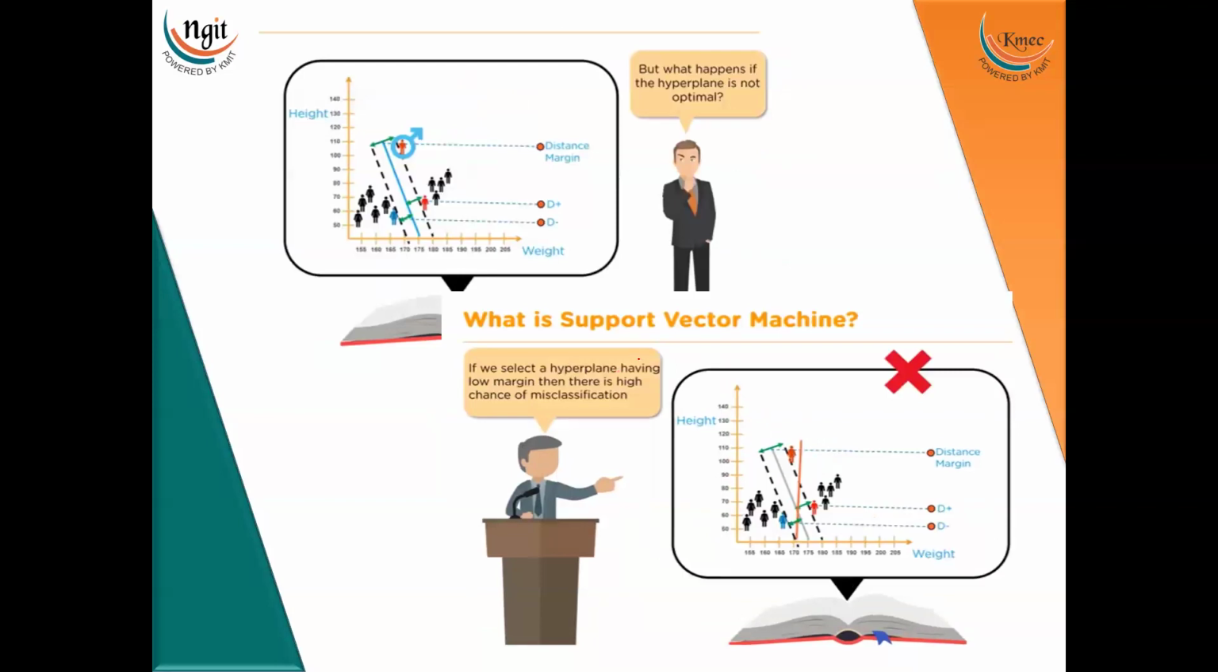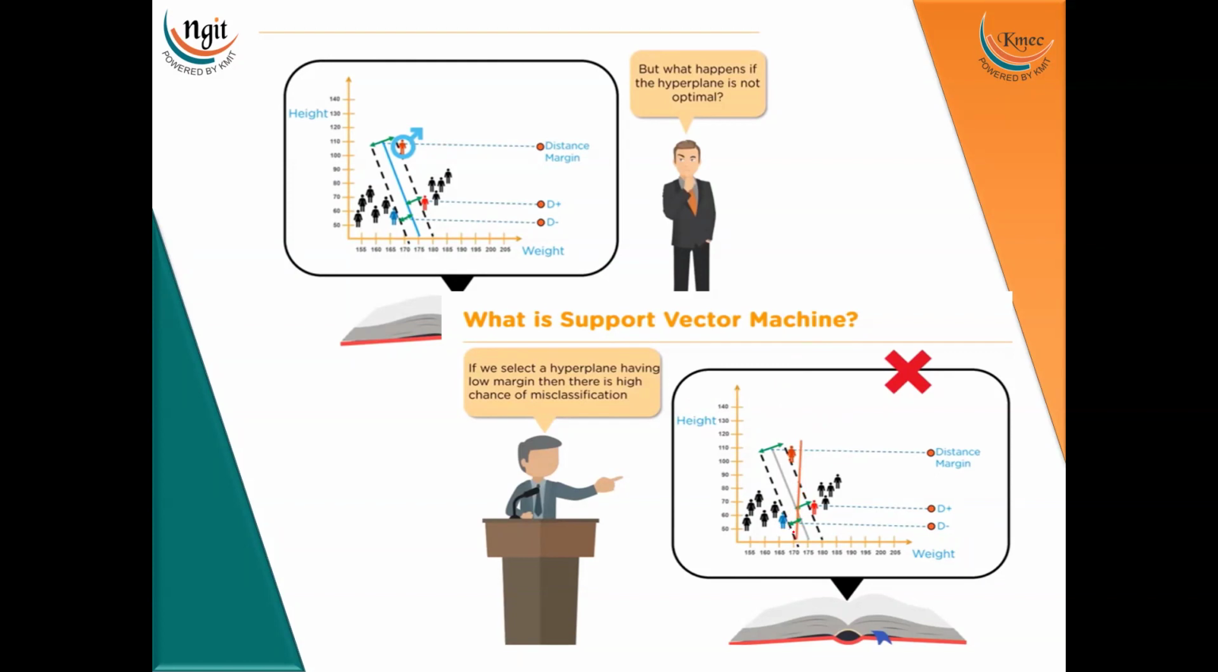Now, what happens if the hyperplane is not optimal? We are saying this is the optimal hyperplane, but suppose we select a hyperplane having a low margin. Suppose here we have selected the second line from earlier. There is less distance on the D minus side. So we say that this is not the optimal hyperplane, because there is a low margin. Then the problem is that there is a chance of misclassification.